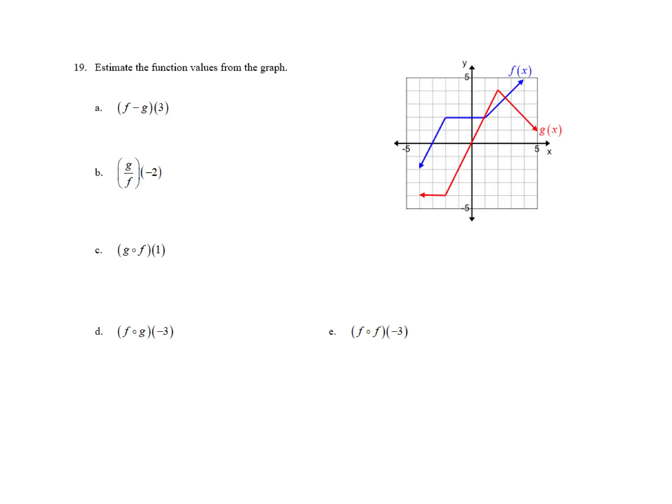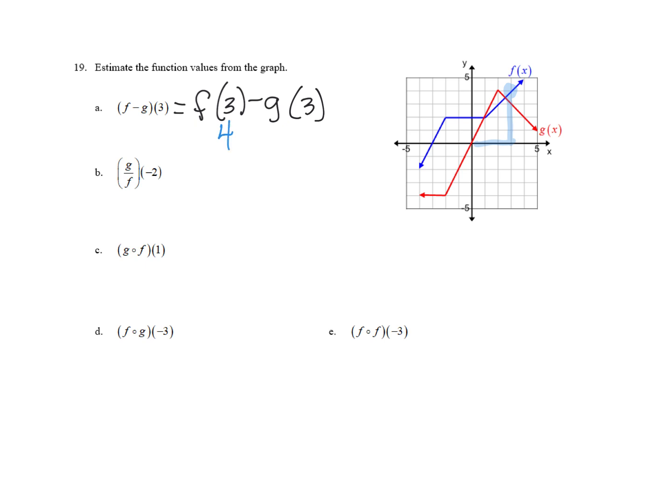So let's look at how to find these operations graphically. I have a blue function here that is f of x and a red function here that is g of x. And I want to find in my first one f minus g of 3. Well, f of 3 minus g of 3 requires me to find two function values. The first one being f of 3. So for f of 3, I'm going to go out to x equals 3. And then I'm going to find the graph at x equals 3, and that graph is at 4. So f of 3 is going to be 4.